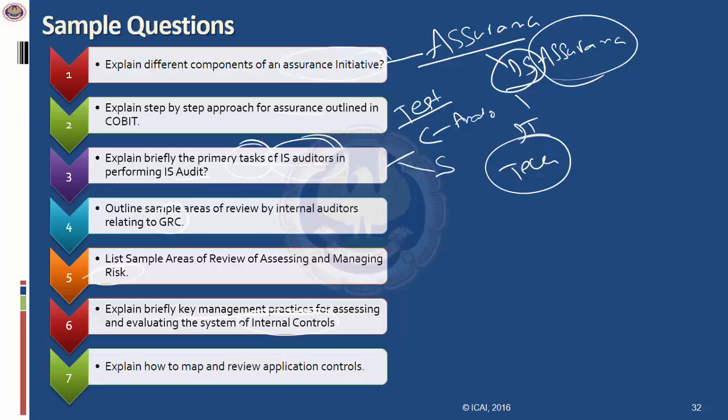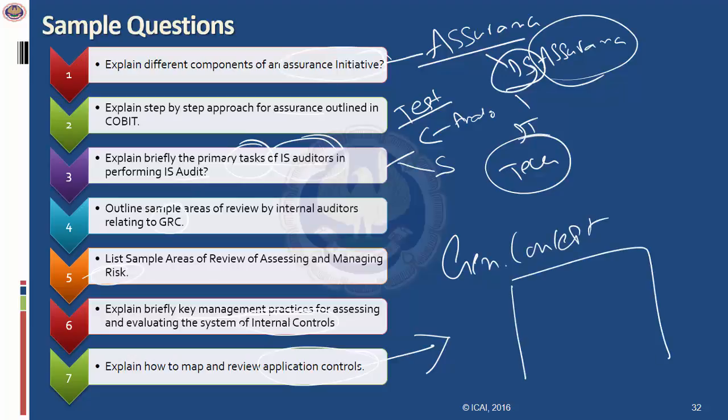Let's come to the last question. Explain how to map and review application controls. Okay, now this is not covered in the study material. So in this case, you need to remember, quite often you can't expect the questions to come exactly from what is there in the study material. But if you know the generic concept of how an IS assurance is done, in most of the cases, you remember the chart which we talked about.